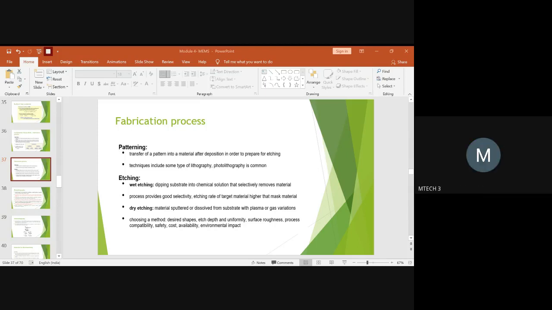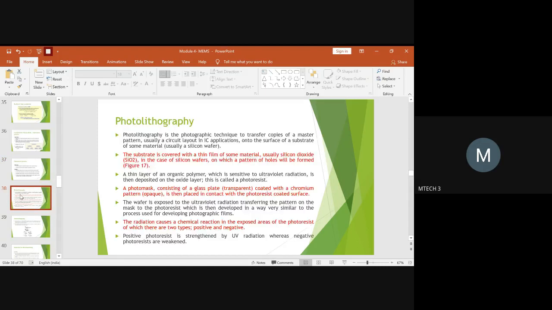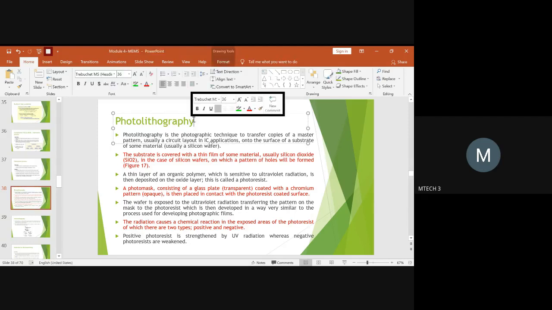So this is about the fabrication process steps. Now we have to go for the concept called photolithography. This technique is used to make what? Can anyone let me know? I told you right now, photolithography is used to develop a pattern on the thin film that you have developed.